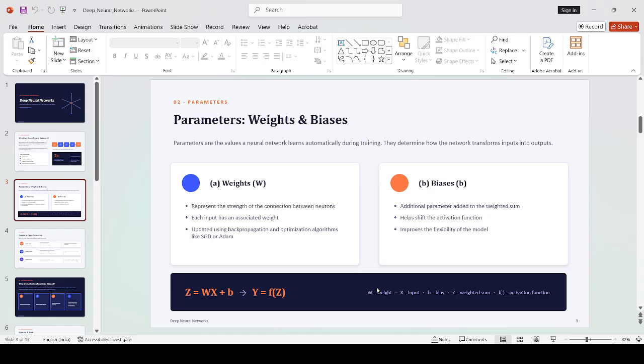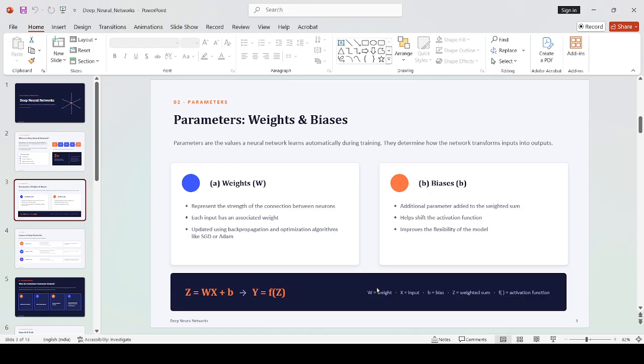The second parameter is the bias. Bias is an additional value added to the weighted sum before applying the activation function. It allows the neuron to shift the activation function and improves the flexibility of the model.